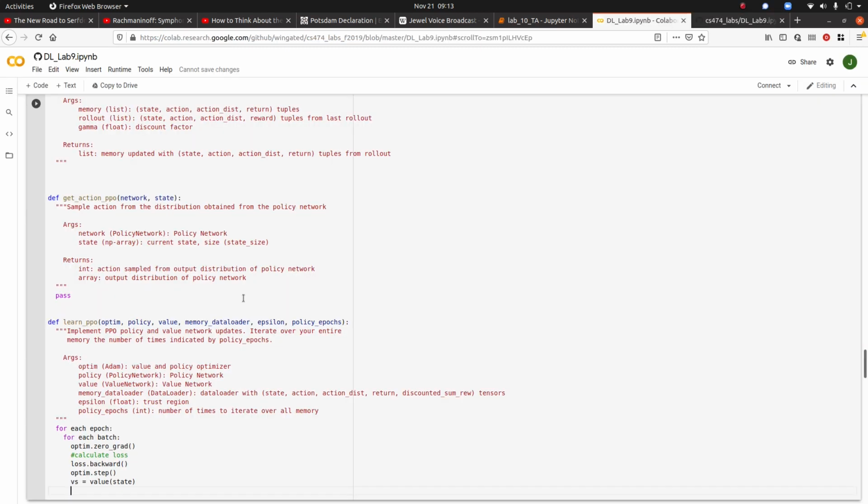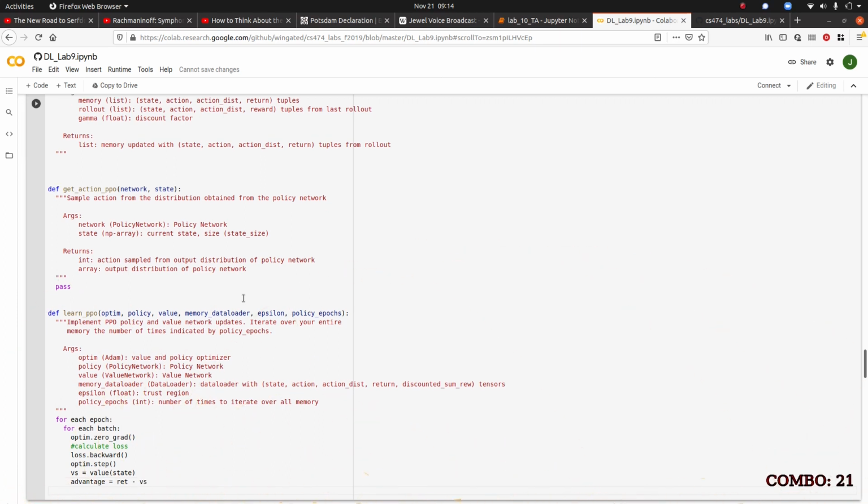So that's the way that I'm going to code it up. The advantage equals the return minus V of S. And so loss value is going to equal the advantage squared dot mean. So there's the loss of the value.